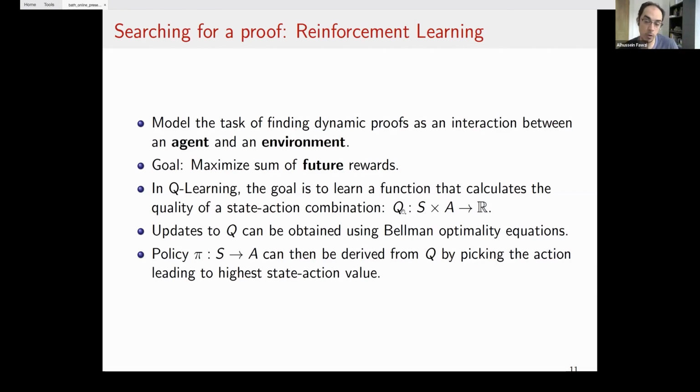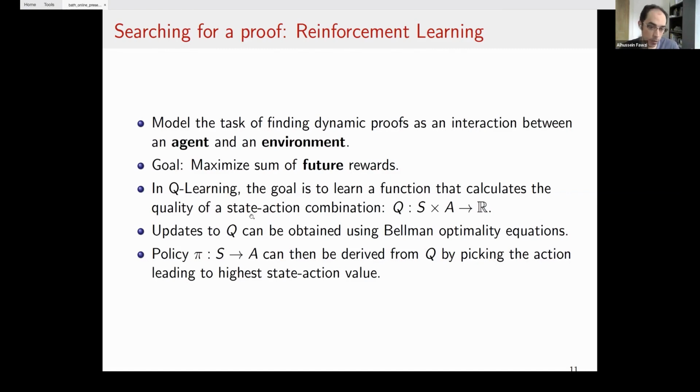A state corresponds to all the lemmas that you have proven so far, and an action is going to be a new lemma that you have just found. Then it's going to tell you how good is this action, how good is it to take this action starting from this state.